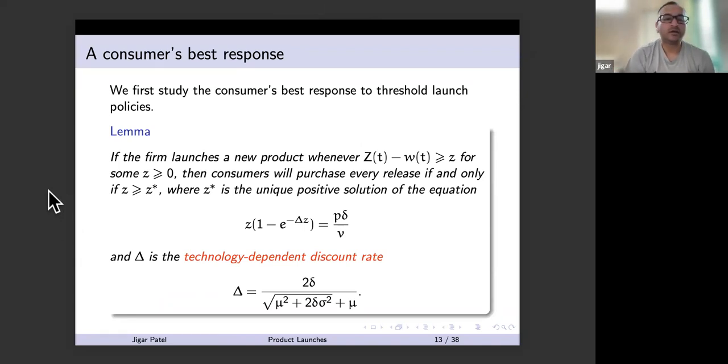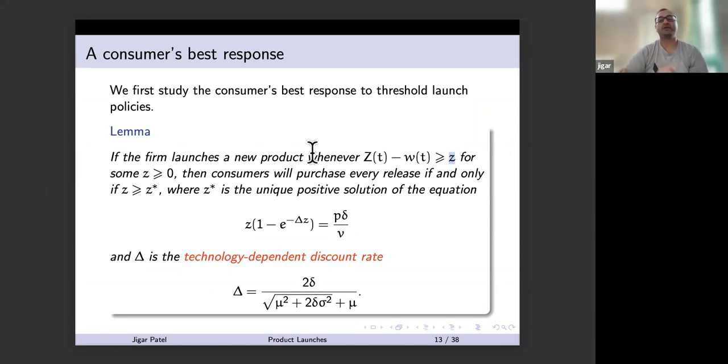So first, once you set out the problem, there is a reasonable, this is not a hard lemma, which says, look, what is the customer's best response, right? Customer's best response to threshold launch policies. So if we look at the firm that launches new products, as soon as their accumulated innovation in their R&D is bigger than some number, right?